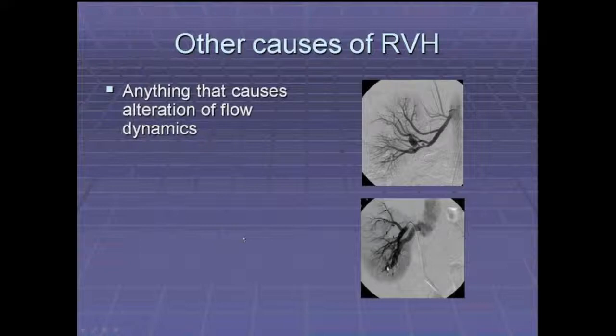In this case, this is an arteriovenous fistula. You notice that here, during the arterial phase, we're already seeing the renal vein, and therefore we're seeing steal and hypoperfusion of the mid and upper pole of the right kidney, leading to hypoperfusion and thus hypertension. So anything that causes alteration of flow dynamics and therefore leading to ultimately hypoperfusion or decreased perfusion pressure to the renal parenchyma can lead to renal vascular hypertension.